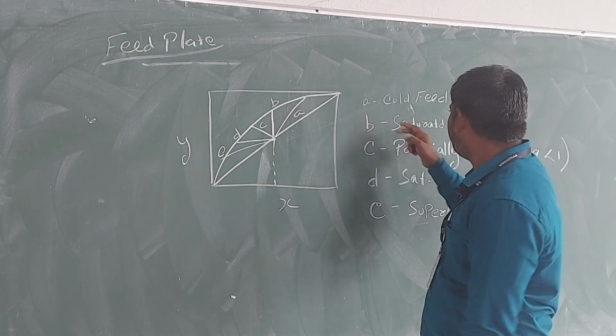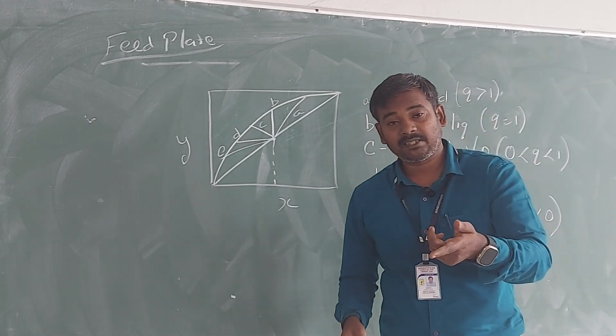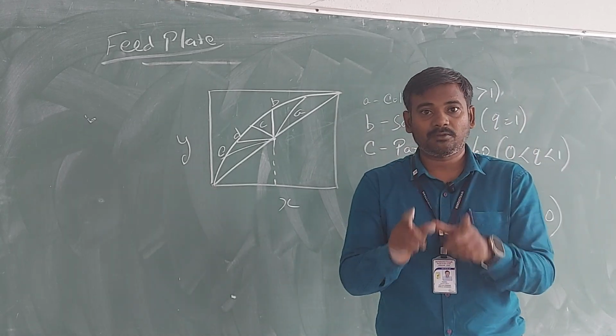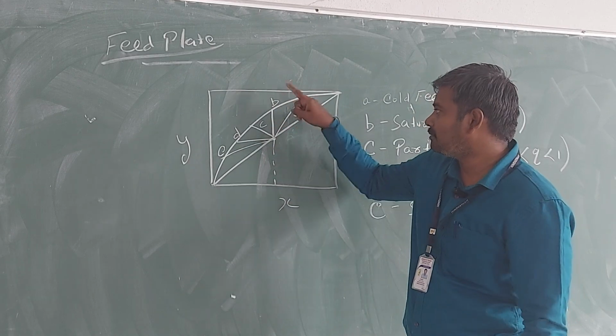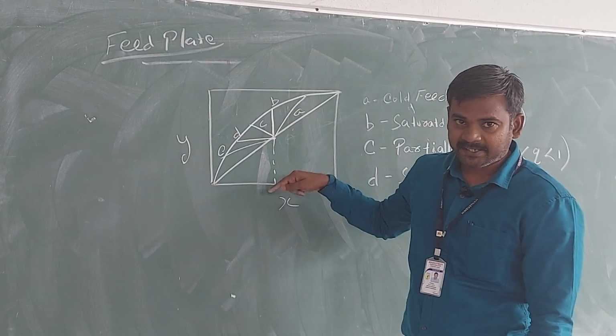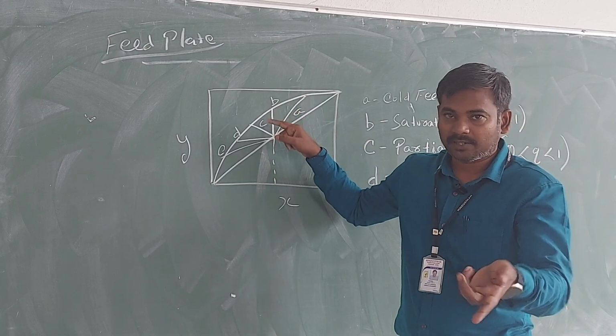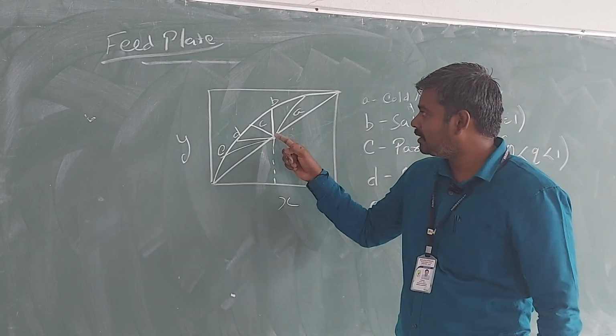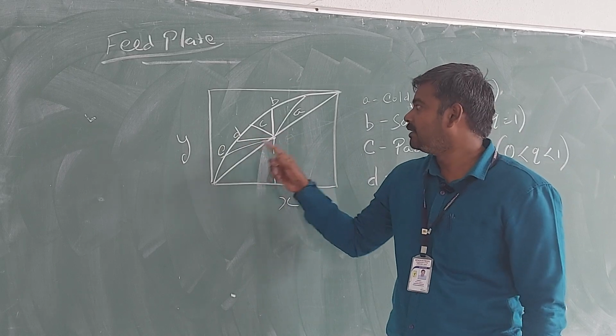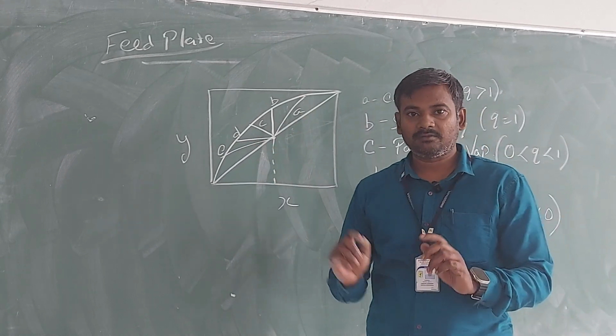And if you have B, that is saturated liquid, as I discussed in the previous topic, the saturated liquid indicates your boiling point, and it comes under the straight line. From the XF, you draw the straight line up to the liquid curve, that is your saturated liquid. And C, partially vapor, on the left side, then D, then E. So these are the conditions of the feed plate.